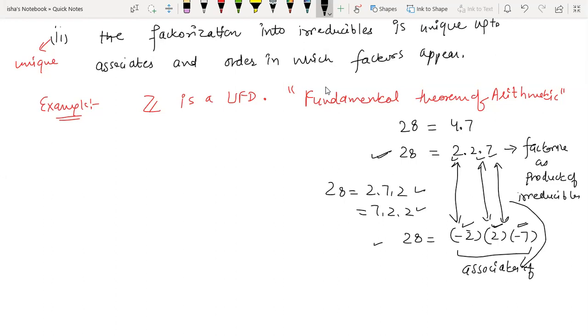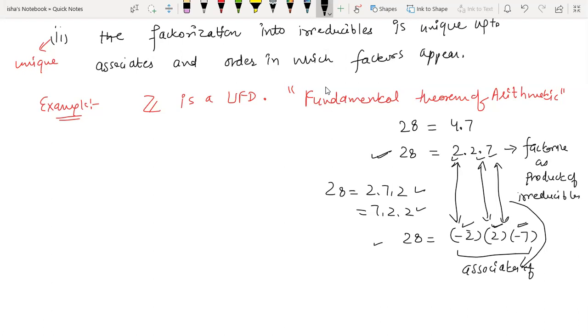So is this clear to everybody? What is the meaning of this uniqueness up to associates and the order? Yes, ma'am. Right? So this I explained to you with the example of integers. So we have the example of UFD. The ring of integers is a unique factorization domain.